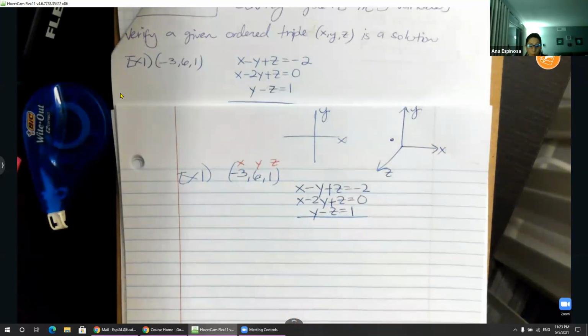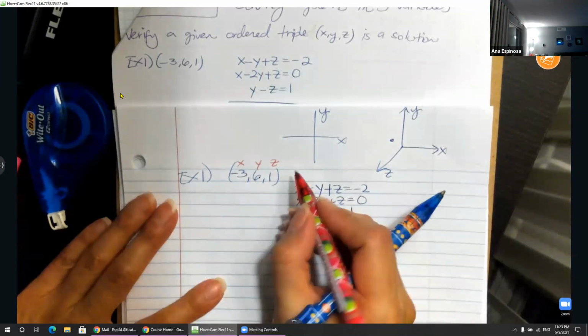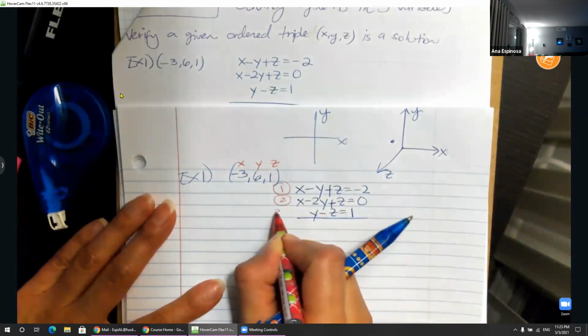They could intersect at more points, but that dot is found in all those planes. Okay? And that's what we want to find out. We don't want to make it, we just want to find out if it's true or not. So first equation, second and third.